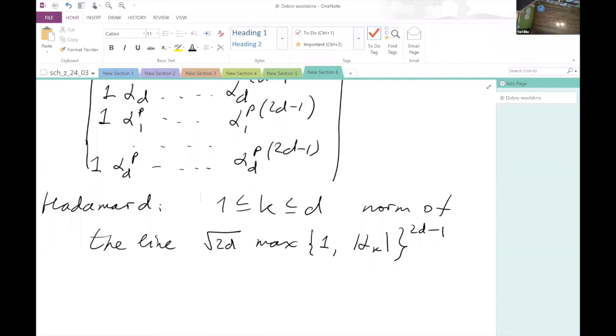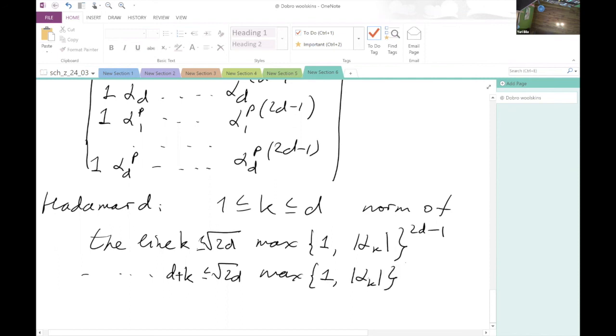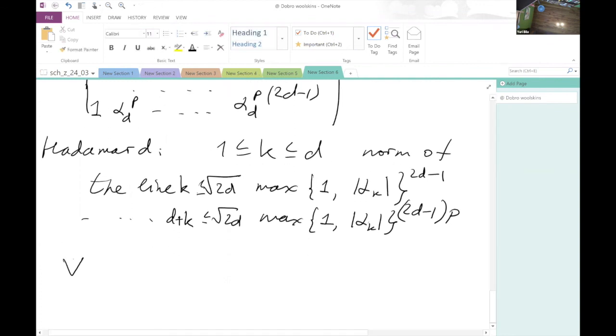And if we take the norm of the line d plus k, here we have the pth power, but we take also p in the exponent. And we see that the product of these is bounded by what? The first d lines just give the Mahler measure raised to this power, and the next d lines give the Mahler measure raised to power p in this power. So we obtain, with this square root of 2d, 2d raised to the power d, and now the Mahler measure of alpha raised to the power (2d minus 1)(p plus 1).